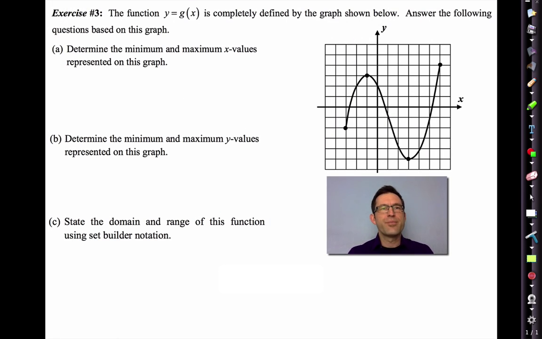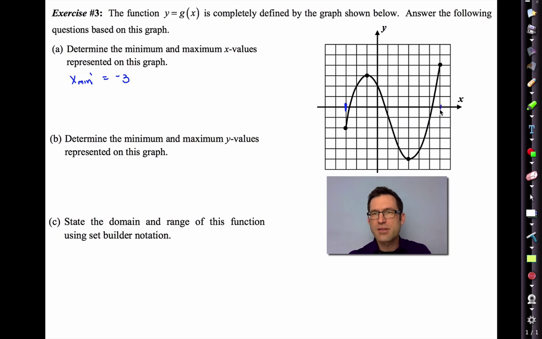Ooh, a graph. The function y equals g of x is completely defined by the graph shown below. So there's no more than just what we see. There's no little arrows. The graph doesn't extend forever. Answer the following questions based on this graph. Letter A says determine the minimum and maximum x values represented on this graph. Well, the minimum x value is going to be all the way over on the left side. So I think I'll do x min equals, what's that, -3.